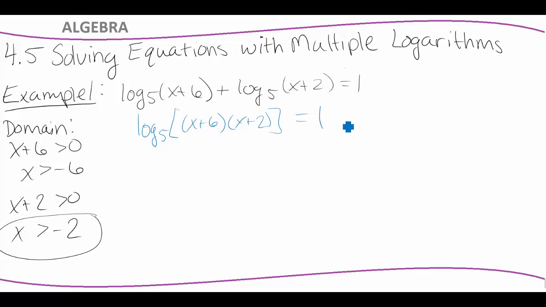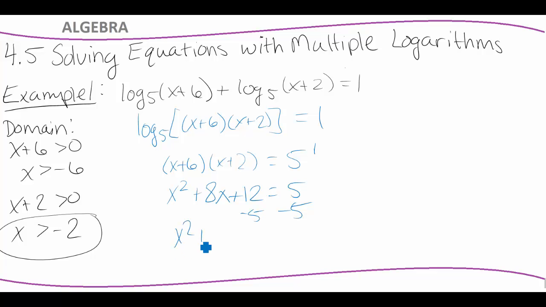And now we're going to change to an exponential form. So we're going to have our inside, x plus 6 times x plus 2 equals our base to the first power. And 5 to the first power is just 5. So we're going to FOIL. So we're going to get x squared plus 8x plus 12 equals 5. And now we're going to simplify. So we're going to subtract 5 from both sides. And we're going to get x squared plus 8x plus 7 equals 0.